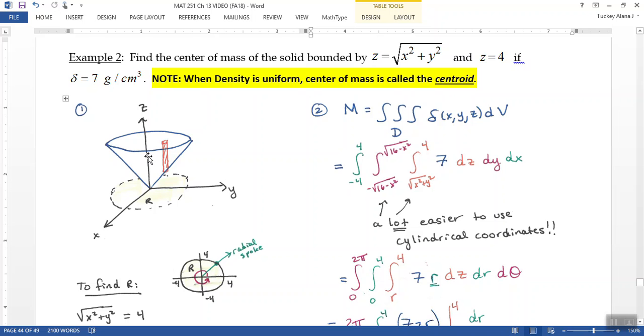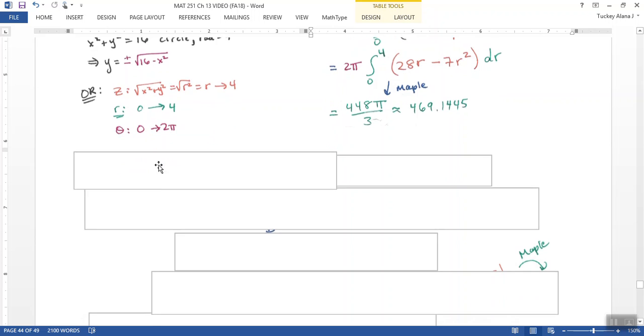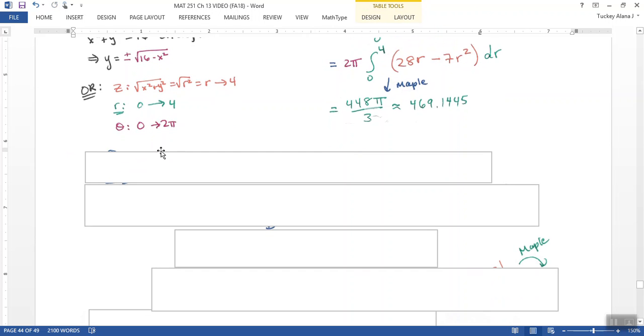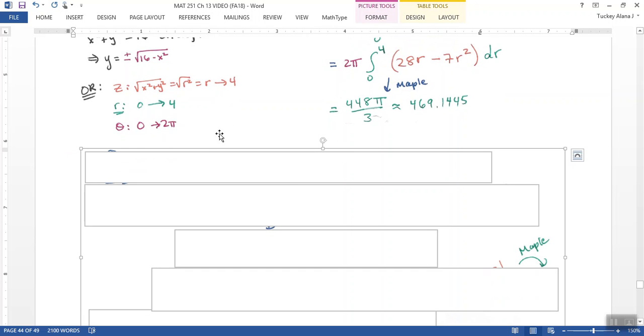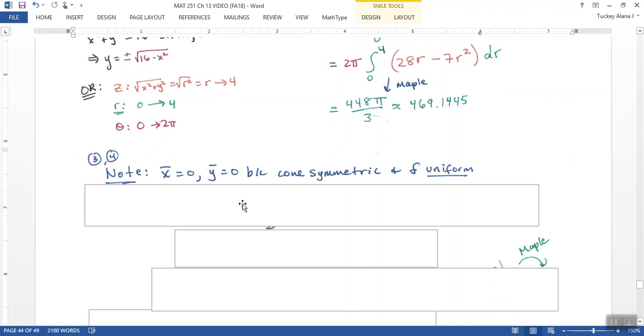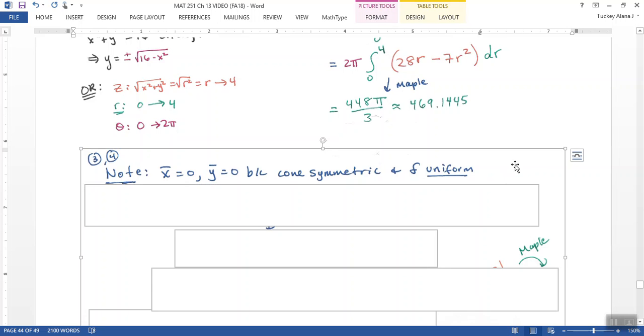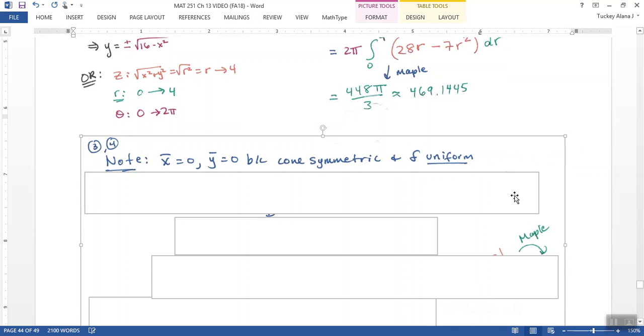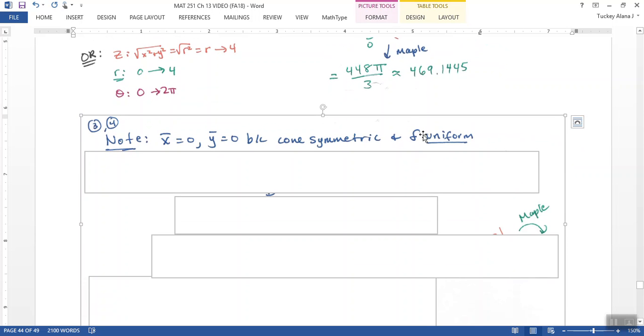So the center of mass for x and y should be pretty obvious. It's on the z-axis, right? The center is going to be on this line that's going straight up through the cone. And it is. So that means there's something for us to note, which is that the center of mass for x and y, the x bar and the y bar, are just going to be 0, because you're going to be on that z-axis, because the density function is uniform, delta is uniform, and the cone is symmetric.